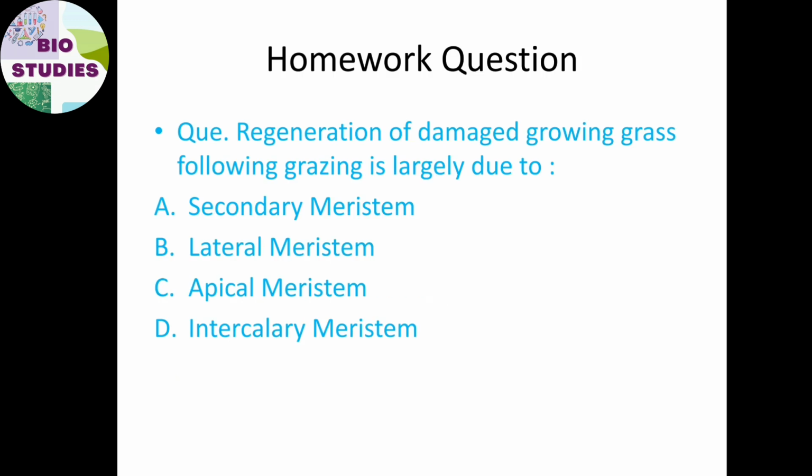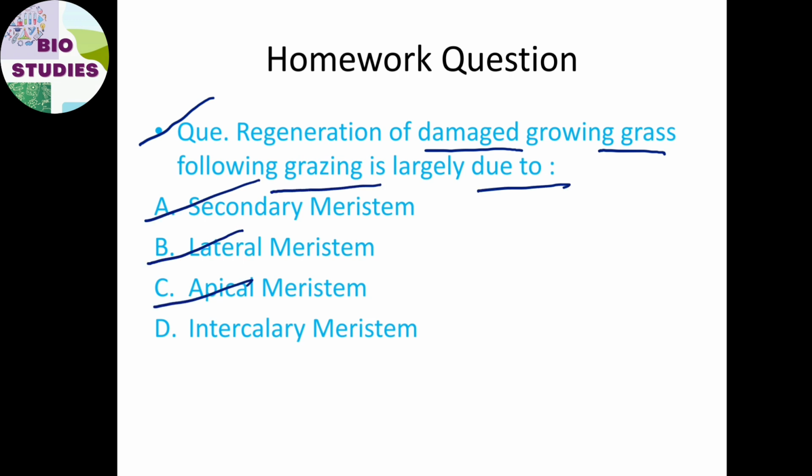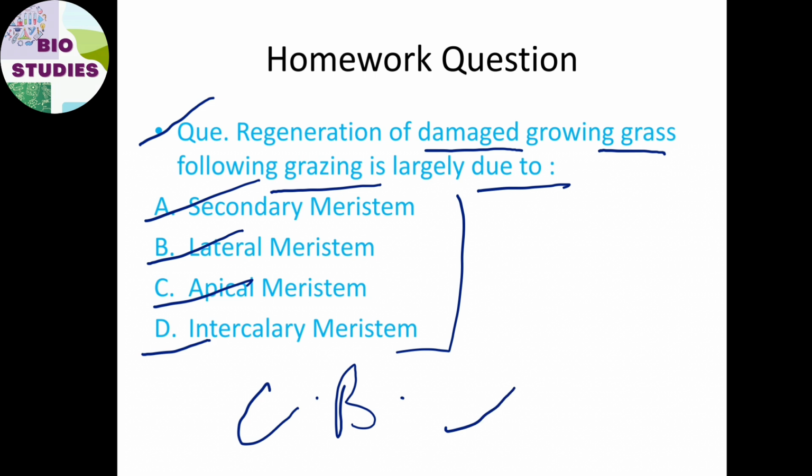So it's a homework question for you students. Put your answers in the comment section. I'm reading the question. Regeneration of damaged growing grass following grazing is largely due to secondary, lateral, apical, intercalary. Which one is correct? Put your answer in the comment box. It's again a very easy question.